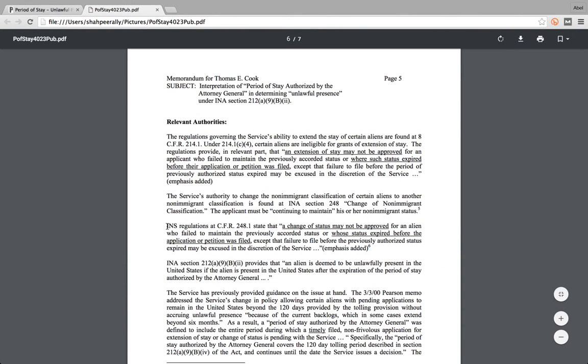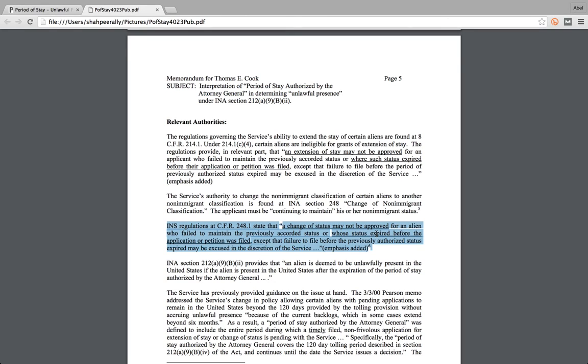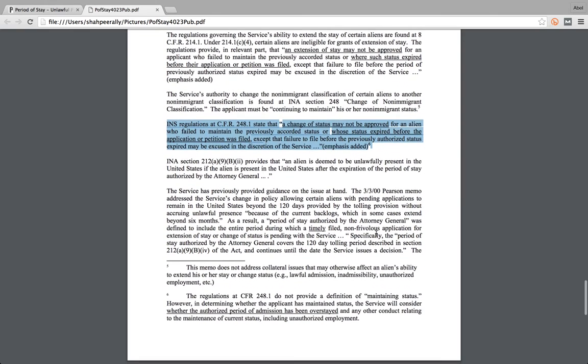Here it is. So the INS, which was the agency back in the days before Homeland Security, 8 CFR 248.1 states: a change of status may not be approved for an alien who failed to maintain the previously accorded status, or whose status has expired before the application or the petition was filed, except that failure to file before the previously authorized status expired may be excused in the discretion of the service. Emphasis added. So what it means in simple terms is they might allow you to do that only in exceptional circumstances. I've seen it being done in a few cases, but it's not something which is automatic.